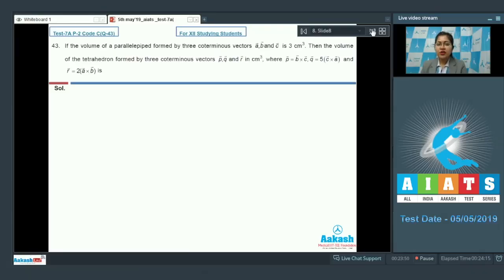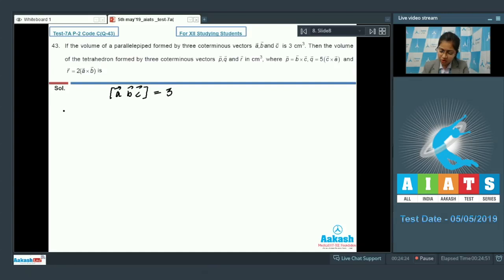Next is question number 43, which says that if the volume of a parallelepiped formed by three coterminous vectors A, B and C is 3 centimeter cube, then what is the volume of the tetrahedron formed by three coterminous vectors P, Q and R in centimeter cube, where P is equal to B cross C, Q is equal to 5 times C cross A, and R is equal to 2 times A cross B. So it has been given that the scalar triple product of A, B, C is equal to 3.